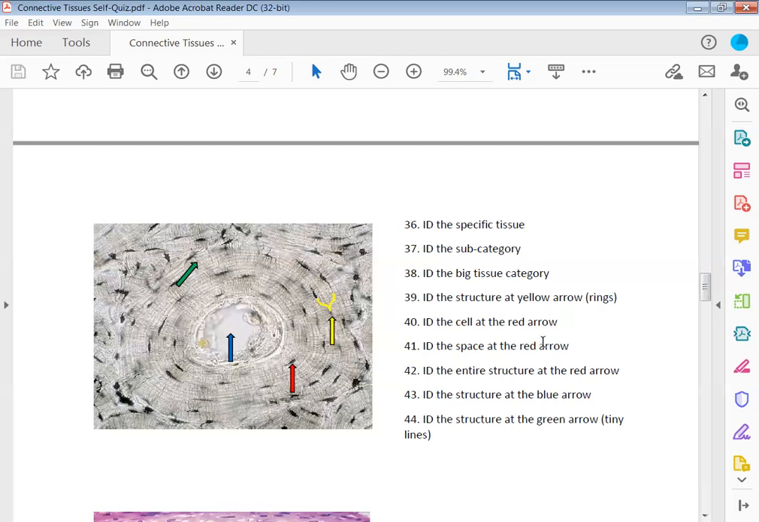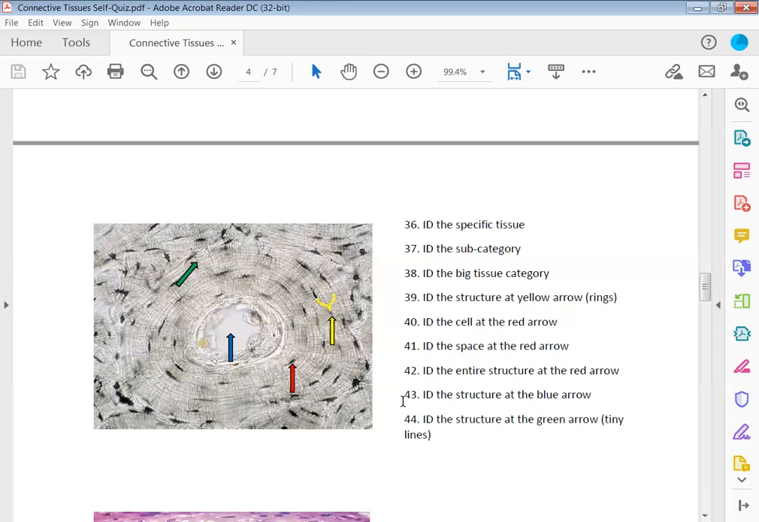Okay, now we're down to question 42. If your professor doesn't divide these out, cell or space, and they just say, identify this entire structure, you would say an osteocyte in lacunae or in the lacunae.